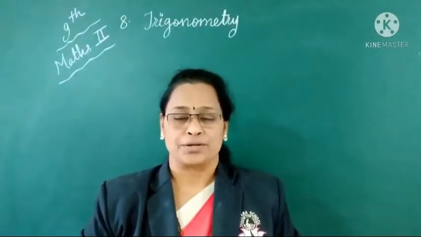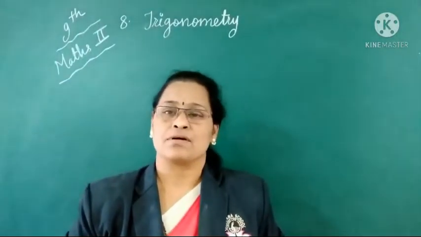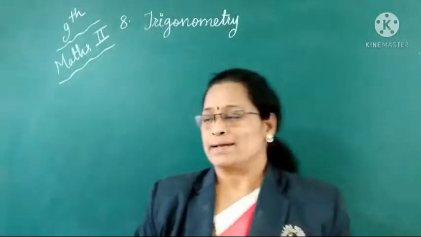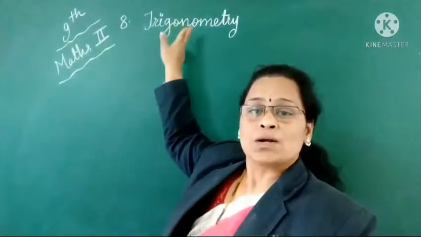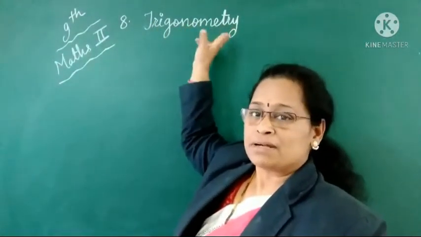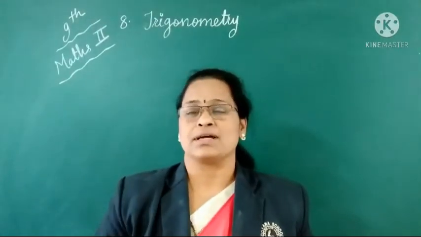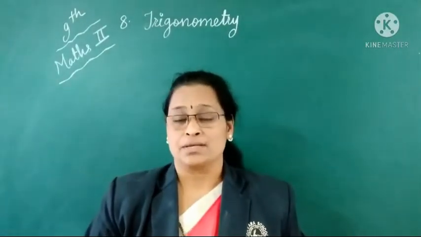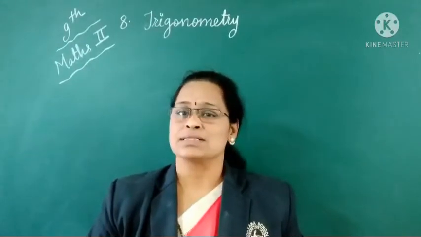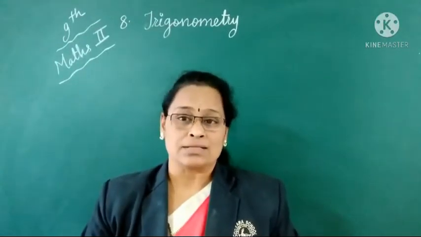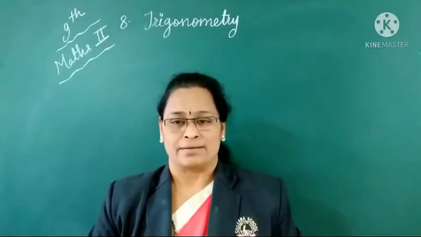The word trigonometry has derived from three words. Tri means three, gona means sides and metri means measurement. As we have studied the three-side closed figure, that is triangle, so trigonometry starts with triangle. That also right angle triangle.